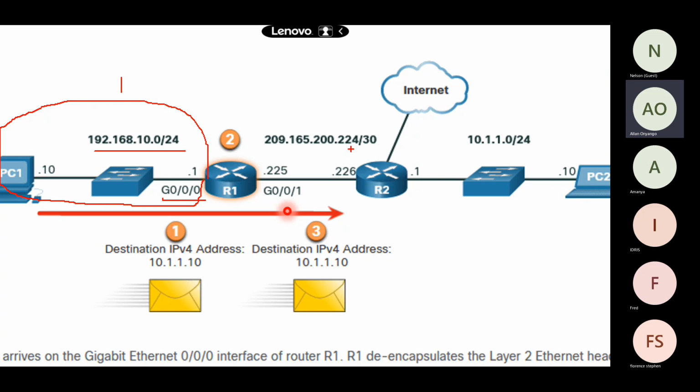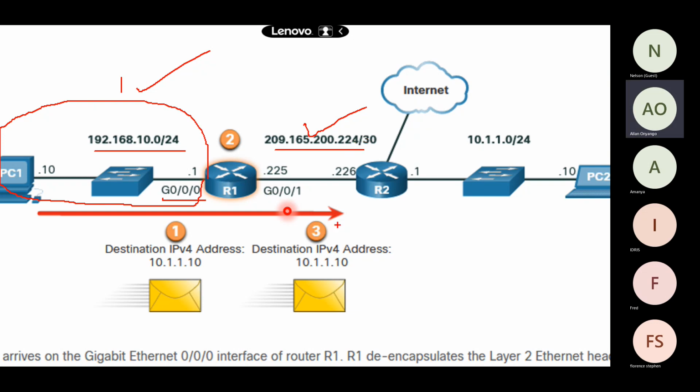Then look at R2. Of course, R1 has G0/0/0 and G0/0/1. This is GigabitEthernet 0/0/1, which means R1 is connected to 2 networks. R1 is connected to network number 1, and R1 is also connected to this network here. The whole of this is a network, and you can see its name is 209.165.200.224/30.